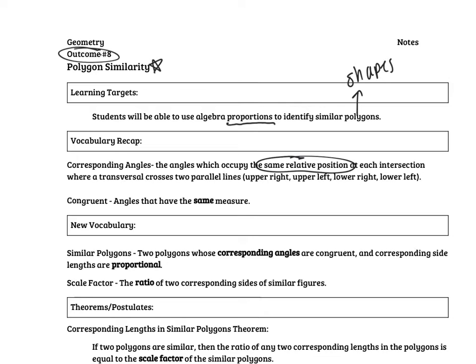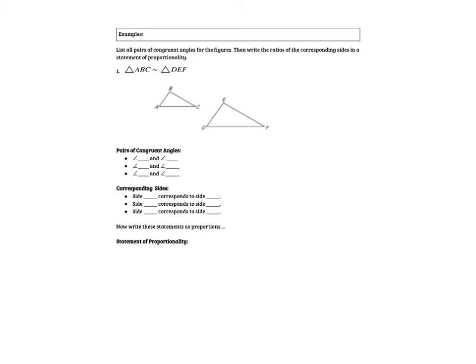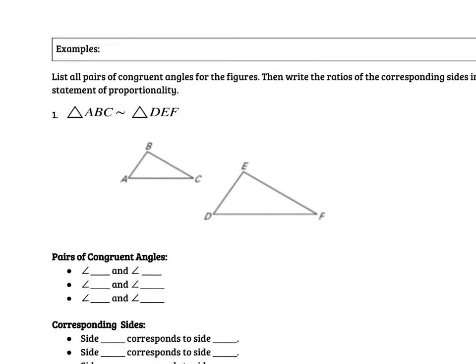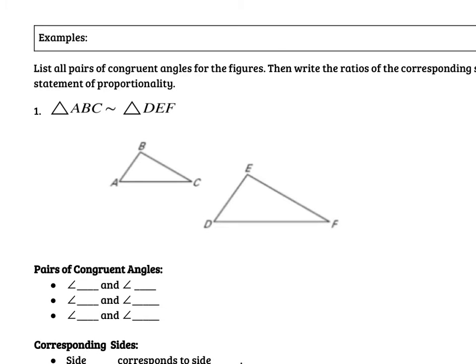I'm just going to dive right into an example because I think it's easiest to learn this stuff with an example. So I'm going to go to the next page, and we're just going to look at number 1. So the first example says, list all pairs of congruent angles for the figures. Okay, so what I want you guys to write on your notes is that for two polygons to be similar, two things have to be true.